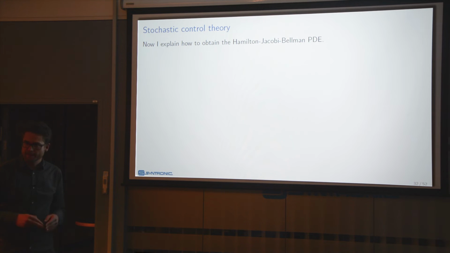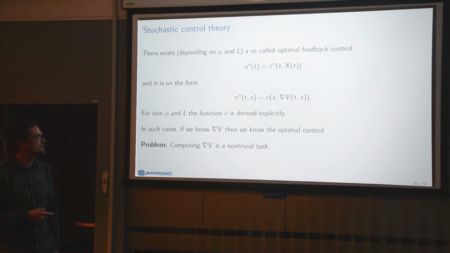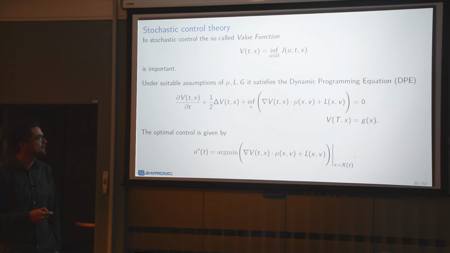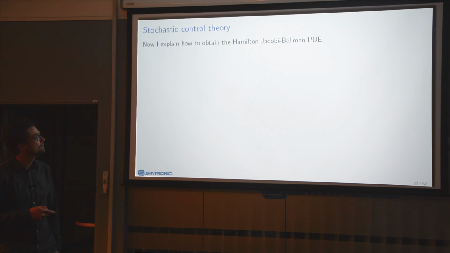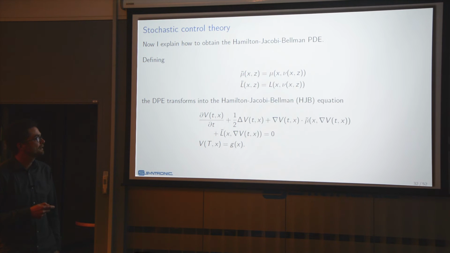One step further to being useful is the Hamilton-Jacobi-Bellman equation. That's essentially the dynamic programming equation, but with the optimal v inserted, and we know the optimal v has that form. So if we define the nonlinearity with nu in it, to introduce some new notation, then the dynamic programming equation transforms into the Hamilton-Jacobi-Bellman equation, which does not have the infimum. It just has different functions here.